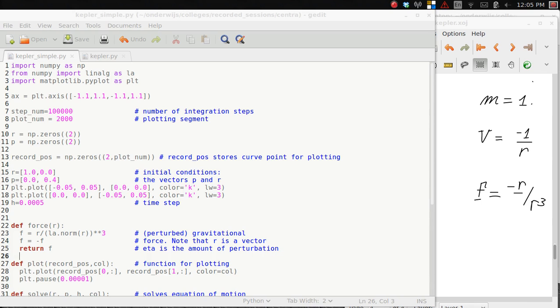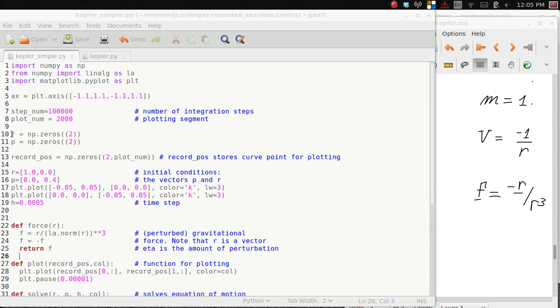So here you see a simple Python program which I wrote in order to solve the equation of motion for a particle in 2 dimensions, and I will show how that program works for the Kepler problem. I will not go into the details of the Python or of the plotting part of this program, but just focus on the dynamics, which tells you how the particle's positions evolve.